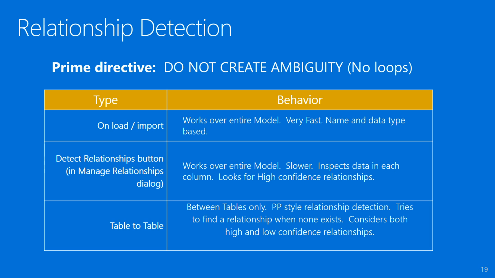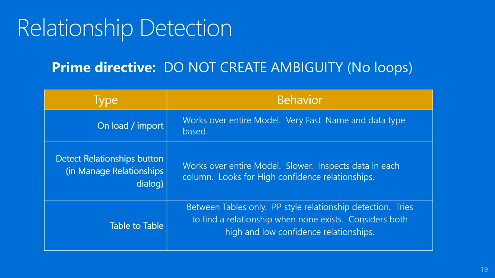We do have a slower look. That's the second one. The first is a very fast name and data type match is what it tries to do. The other place that you can do it is a more invasive look. It'll actually look at all of the data, and it'll look for what we call high-confidence relationships. That happens if you bring up the manage relationships dialog and say detect relationships. That can take hours, though, if you had 50 tables and a couple hundred relationships. That can take a long time. So this is probably only useful if you've got smaller schemas.